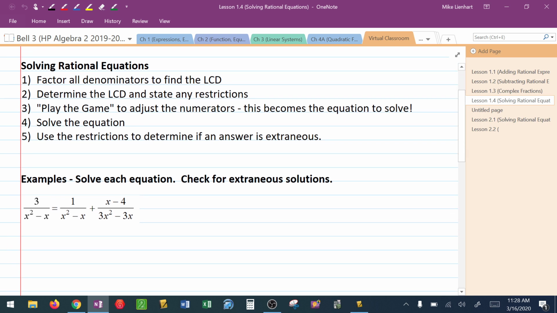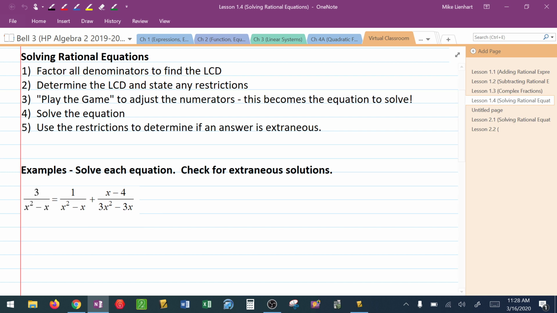So the process that I've outlined for us on how to solve these is, step one, we're going to factor all denominators and find the LCD. That should sound very familiar. We've been doing that quite a bit. Determine the LCD and state any restrictions. No problem. We're then going to move to the numerators and play the game. What the game actually creates here is an equation for us to solve. We're going to solve that equation then, and then compare the answers that we have back to the restrictions to make sure that none of the solutions are restricted values from that original LCD. All right, so let's jump in and give it a try.